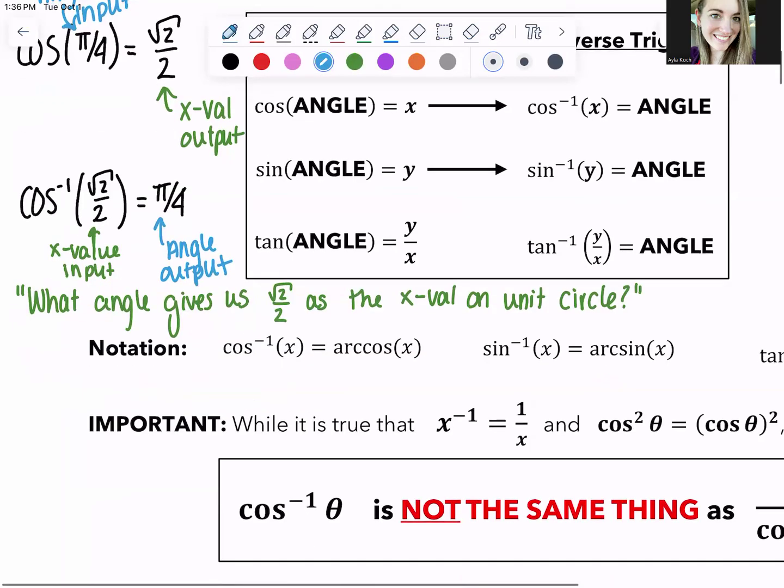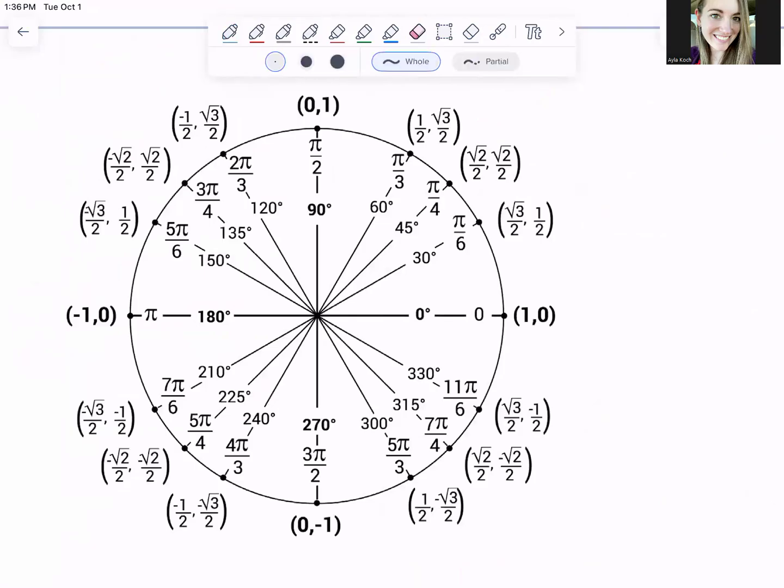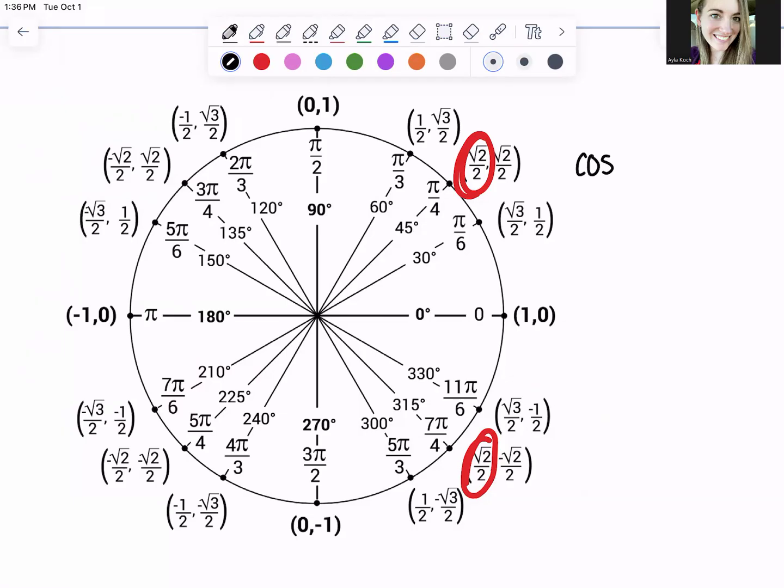The problem is, scroll back down to this unit circle down here, the issue we run into is, well, sure, the x value is square root 2 over 2 here, but it's also square root 2 over 2 down here at 7 pi over 4. And additionally, there are infinitely many ways for me to output square root 2 over 2 as the cosine value. I could just keep on adding 2 pi to any of these. I could say cosine of 9 pi over 4 is square root 2 over 2.